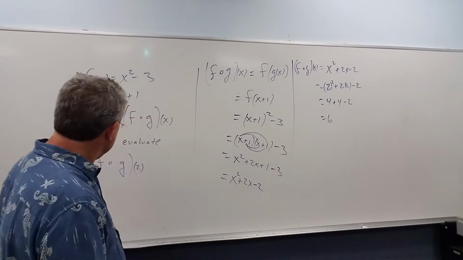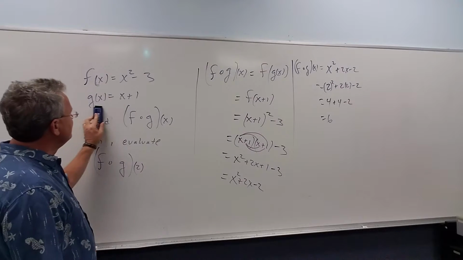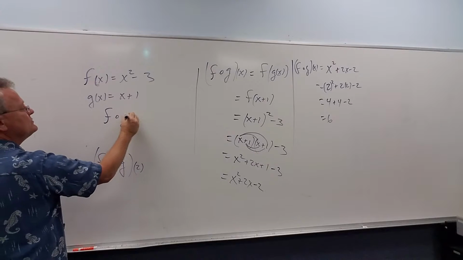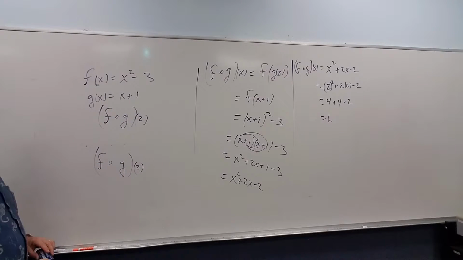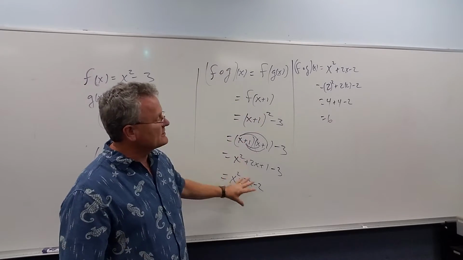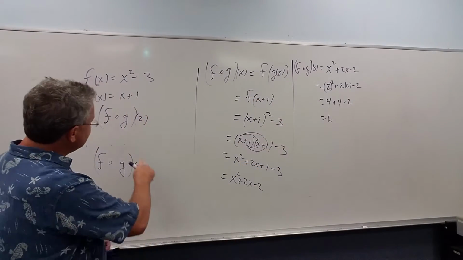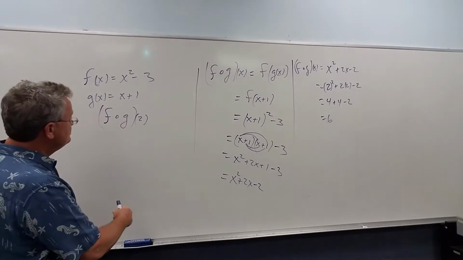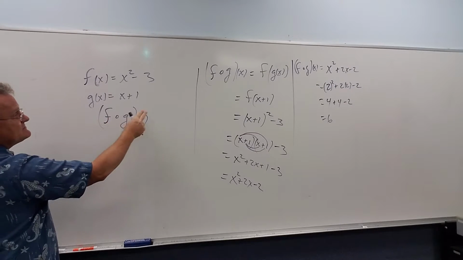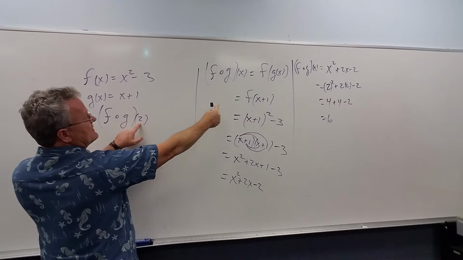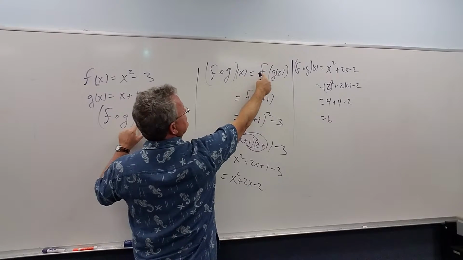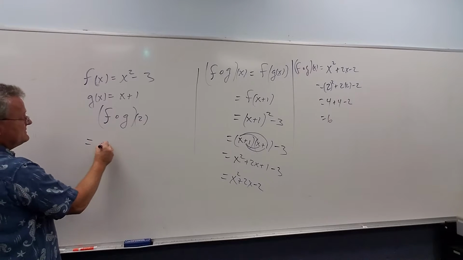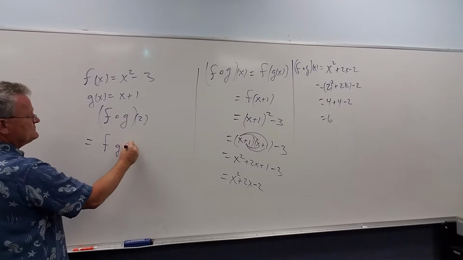Let me show you another way. Let's say this was the problem. You were given this, and all you were asked to do was evaluate f of g of 2. Well, this is a lot of work to do it this way. If this is the only thing you're asked to do, this is the quickest way to evaluate it. In this case, x is 2, so this means f of g of 2.